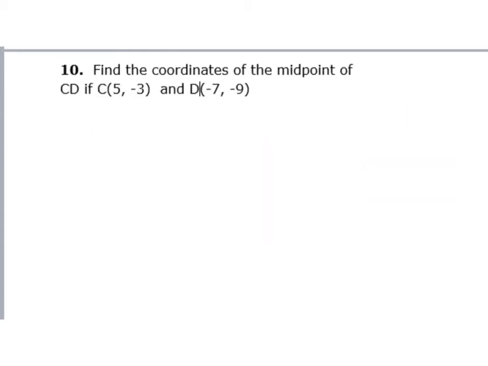Number 10. Find the coordinates of the midpoint of CD if C is at 5, negative 3, and D is at negative 7, negative 9. So I'm going to do the same thing. I'm going to write C, leave a space, and then I'm going to write D.